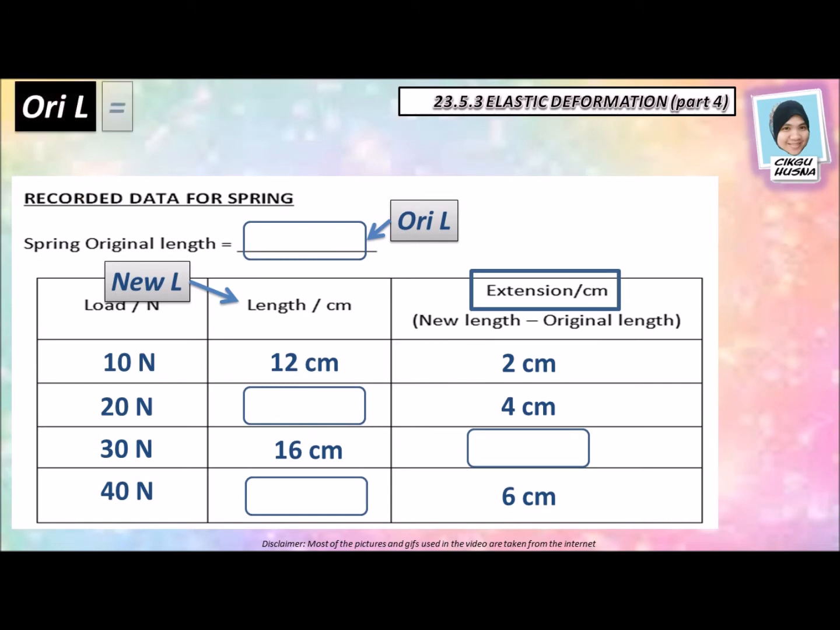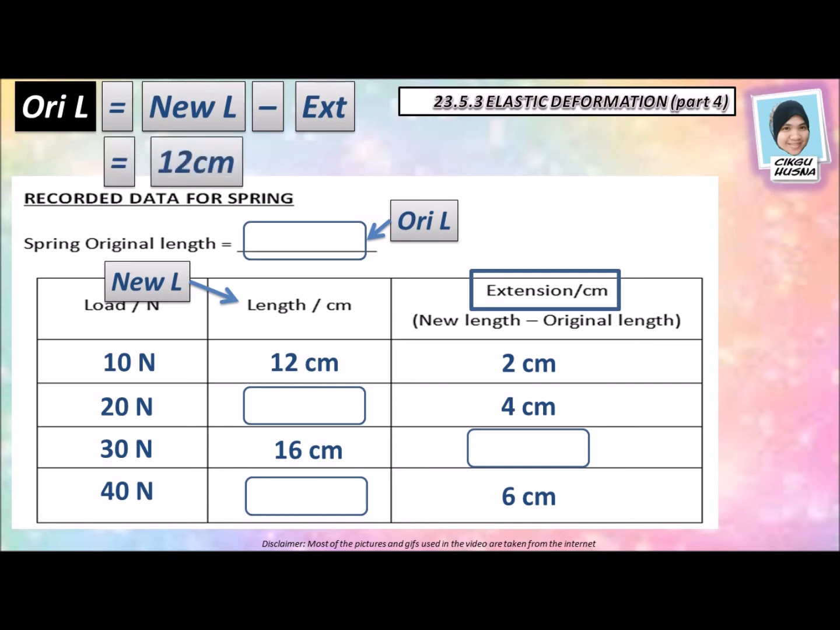original length is equal to new length minus extension. So the new length here is 12 centimeter. So we put 12 centimeter minus, and the extension here is 2 centimeter. So we put 2 centimeter. 12 minus 2 will give us 10 centimeter.